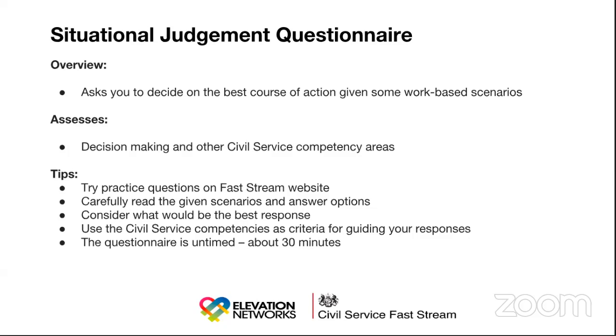What will be assessed in this SJT is decision making and other civil service competency areas. The tips are to practice questions on the FastStream website, which you'll get a chance to do shortly, carefully read the given scenarios and answer options, consider what would be the best response, and use the civil service competencies as criteria for guiding your response. Most people tend to respond to the questions based on how they think they should do it, or how it makes sense to them. And this is where they fail.